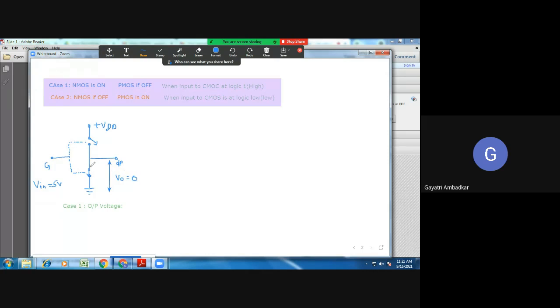Okay, this is a closed switch, so there is no resistance. Value of R is 0. So voltage across a short or this closed switch is equal to 0. So in case 1, when input equal to 1, or I'll say 5 volt, logic high, output equal to 0 volt. What happened? Inversion.